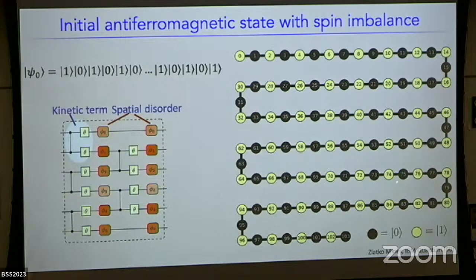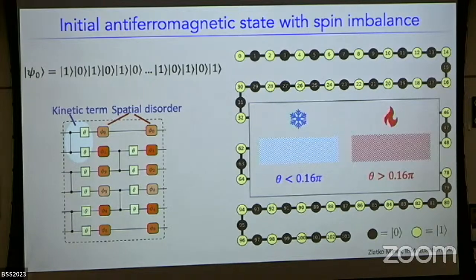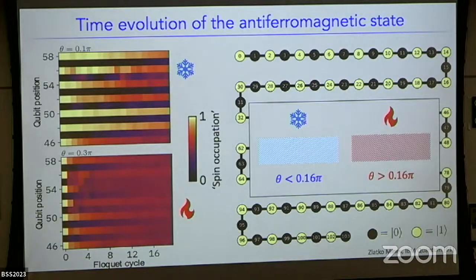Let's prepare an antiferromagnetic state where half the qubits are zero, half the qubits are prepared in one. We then time evolve it under two different regimes. In one regime, we'll take the interaction strength to be greater than 0.16 pi. Okay, why 0.16 pi? Now you have to believe me that you can numerically verify even with classical methods that there is ergodic behavior in this regime. Whereas if you look at Poissonian level statistics and basically do all the standard measures of MBL, there seems to be an MBL phase in 1D numerically for theta smaller than 0.16. So let's say that that's true. Let's just run the dynamics on a quantum computer and see what happens in the two different cases.